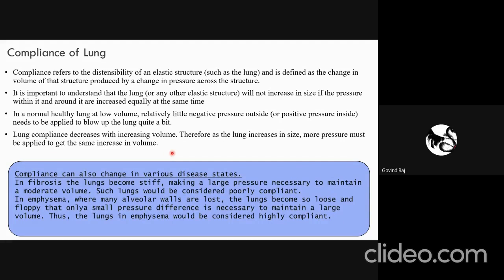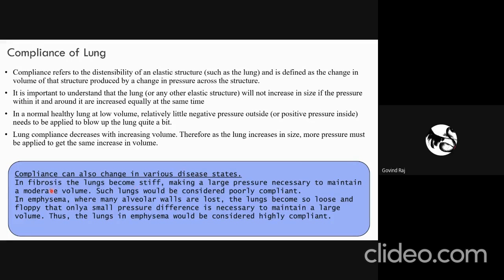So that is what the compliance of a lung means. Therefore, as the lung increases in size, more pressure must be applied to get the same increase in volume. This is the basic idea behind compliance of a lung. Now, how compliance of the lung plays a role in various disease states is very important. This is how we identify different types of disorders of the lungs.